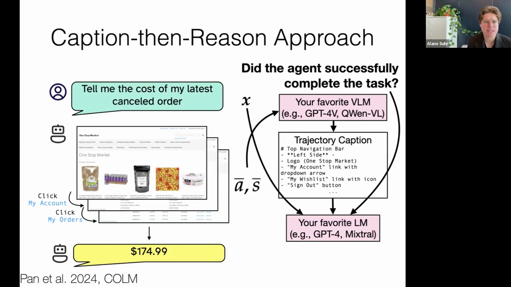One of the benefits of this more modular approach is that it can be cheaper than the end-to-end approach. It can be more interpretable because you can identify if the error is coming from the trajectory captioning or not, and it can be run locally or at scale if all of the components are open weight.